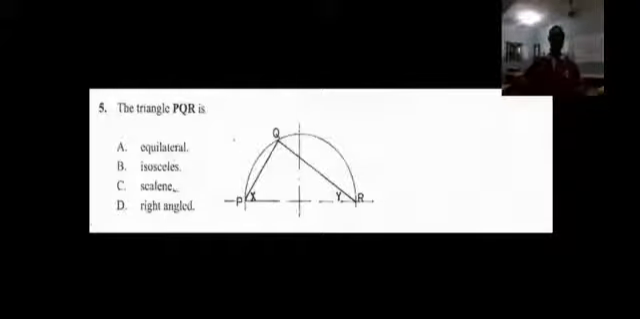Question number 5. The triangle PQR is what? If you go to mathematics, you can get the answer for this from there. Whenever a triangle is drawn so that one of the sides passes through the center of the circle, and one vertex touches the circumference of the circle, what you produce there is a right angle triangle. The answer is what? G.